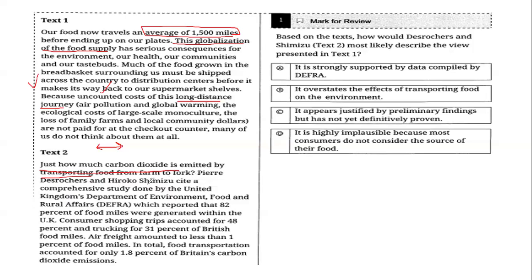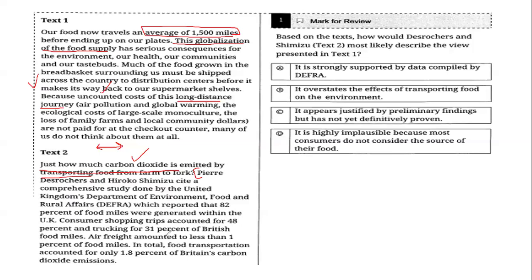Farm to Fork cites a comprehensive study done by United. These are all detailed parts, okay? Basically, the idea is about the carbon dioxide that's been emitted because of this transport. Too much transporting is happening, and there is a lot of information here, all the detailing.